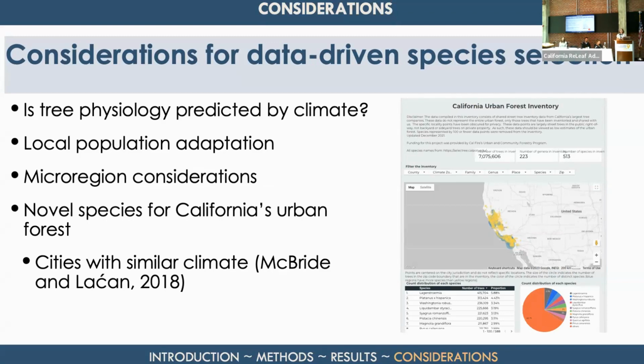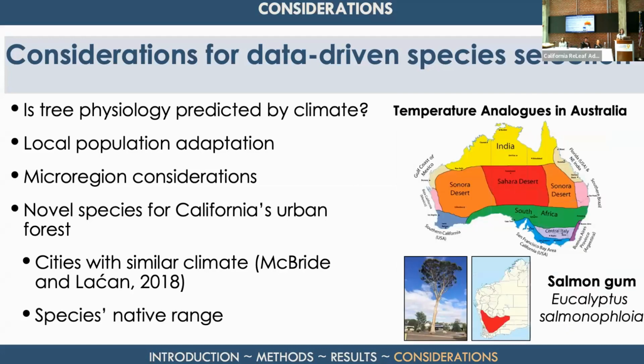And the California Urban Forest Inventory that Jenn talked about earlier could potentially be a tool to facilitate that type of comparison. And another would be to look at places in the world that have climate that is similar to California and is similar to the predicted future climate of California, and look at what they have growing in their urban forests and what species are native to those places as well.